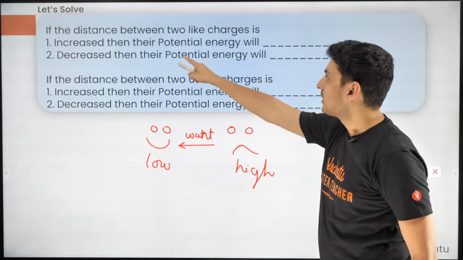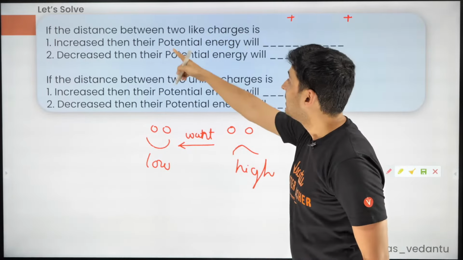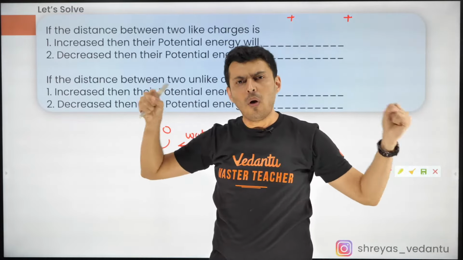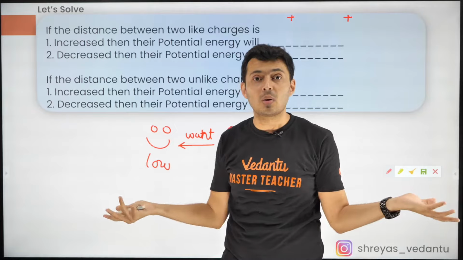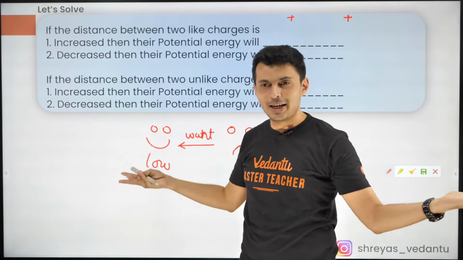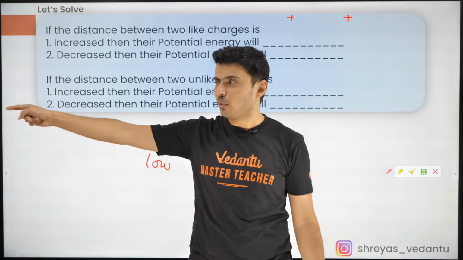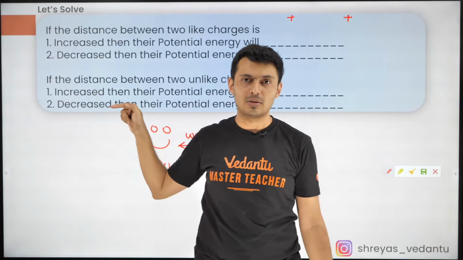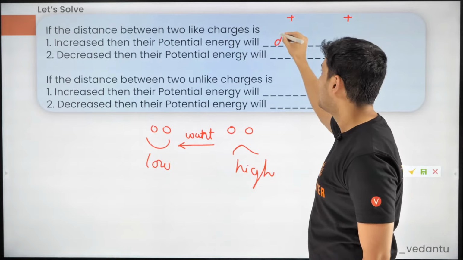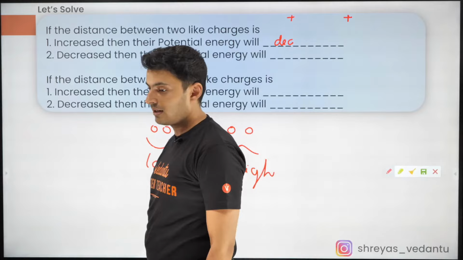Okay, just think about this. Two like charges. If the distance between them is increased, they want to go away, so they'll be happy to do that. They'll be like, oh, you want to separate us? All right, I'm anyways ready to do so, I'm going to repel that positive charge. So they're going to be really happy about it, so the potential energy will decrease.